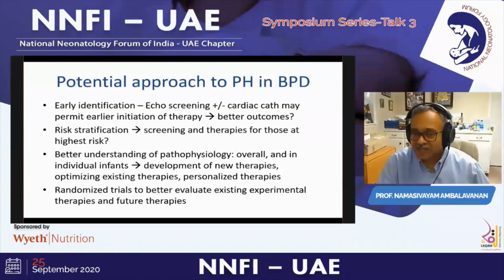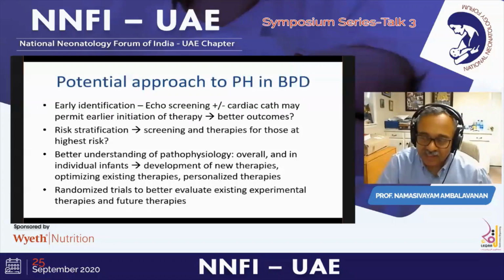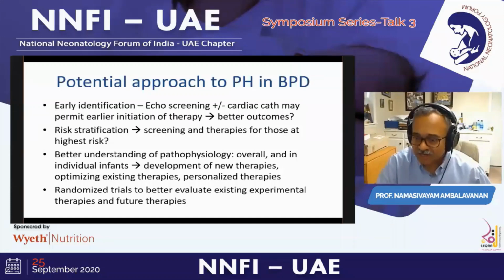Risk stratification, again, like I mentioned, it's possible to identify which infants are at higher risk. These are the infants who are smaller, more preterm, more growth restricted, and needing higher settings. And a better understanding of the pathophysiology may lead to development of new therapies, optimizing existing therapies, or personalized therapies. And we really need more randomized trials to evaluate existing experimental therapies and future therapies. So there are a lot of potential therapies, but we don't necessarily know how well all of them work.